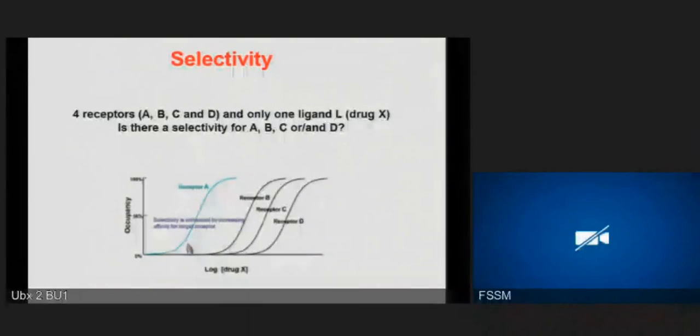So, you can have selectivity towards A in a certain range of concentration, and I think till somewhere here, before starting to bind on B. So in that case, you could say, I used a preferential ligand at a selective concentration.